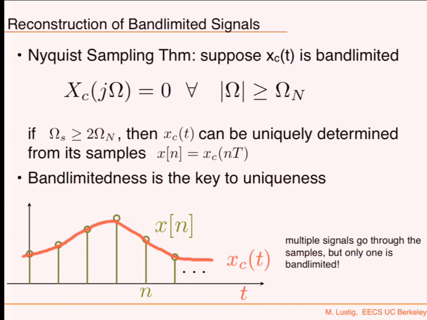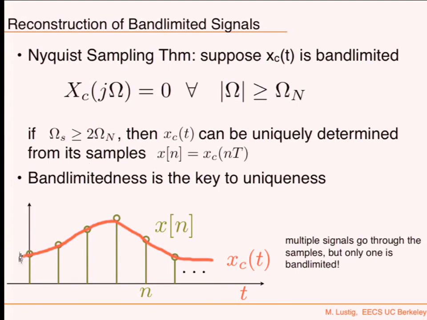Okay, so reconstruction. Let's quickly go over this. We went over this before. The Nyquist sampling theorem says basically that if your signal is band limited and you're sampling at a rate which is higher than twice the highest frequency, or you're sampling at a rate of the bandwidth of the signal, then the signal can be uniquely determined from its samples. And the reconstruction is through either a low-pass filtering or a sinc-type interpolation. Band limitedness is the key.